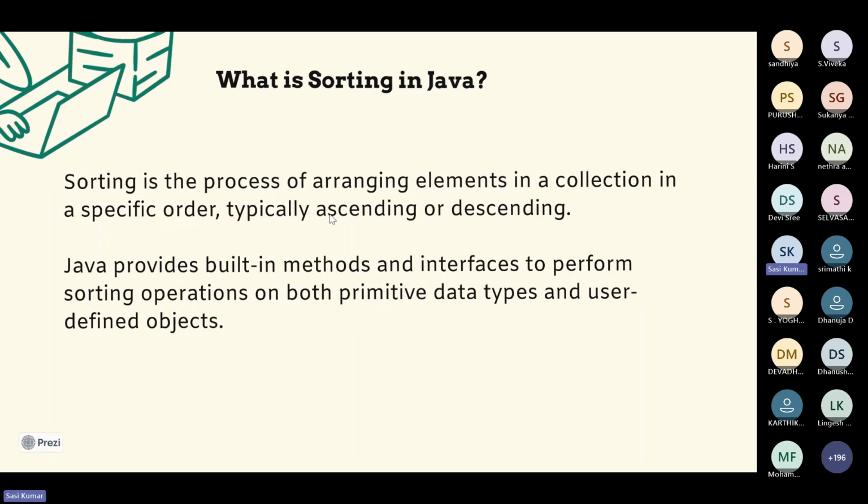So sorting is the process of arranging elements in a collection in a specific order. Either it can be ascending order or descending order. It is a process of arranging a group of elements. It can be array type or collection type, or it can be anything, right? So Java provides inbuilt methods.